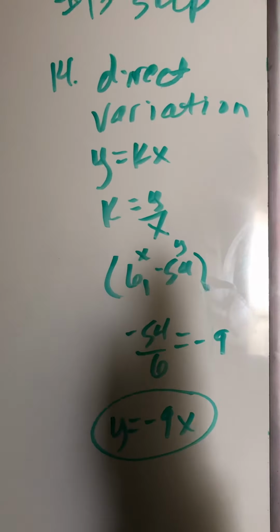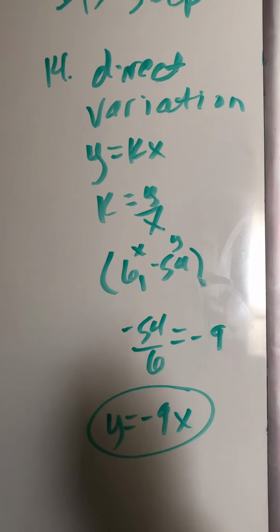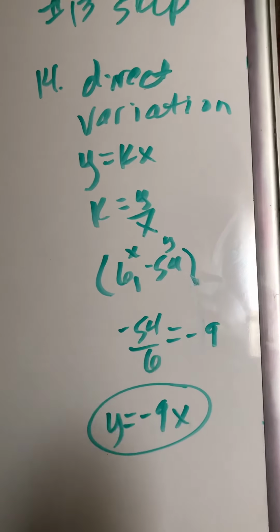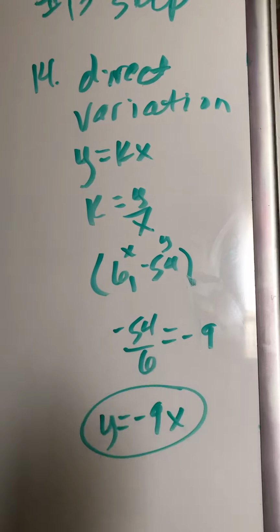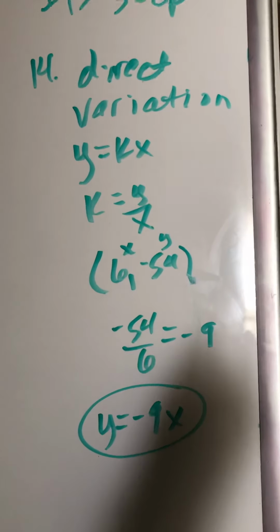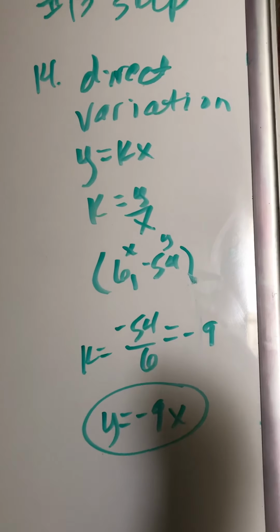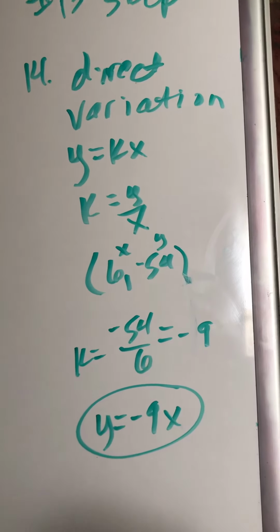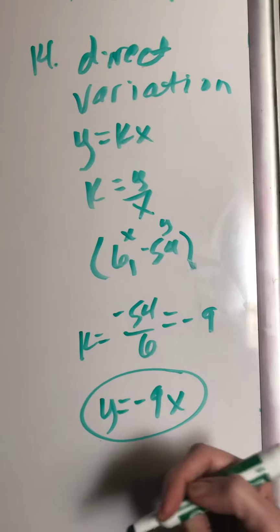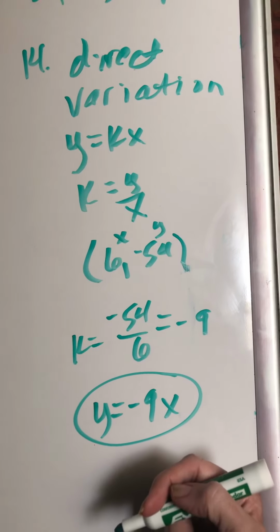So direct variation, y equals kx. K is y over x. They give you a point, 6 comma -54 is what it is here, so that's your x and your y. You find k by having -54 divided by 6, that's -9, and then you plug back in because you're asked to find the direct variation equation.